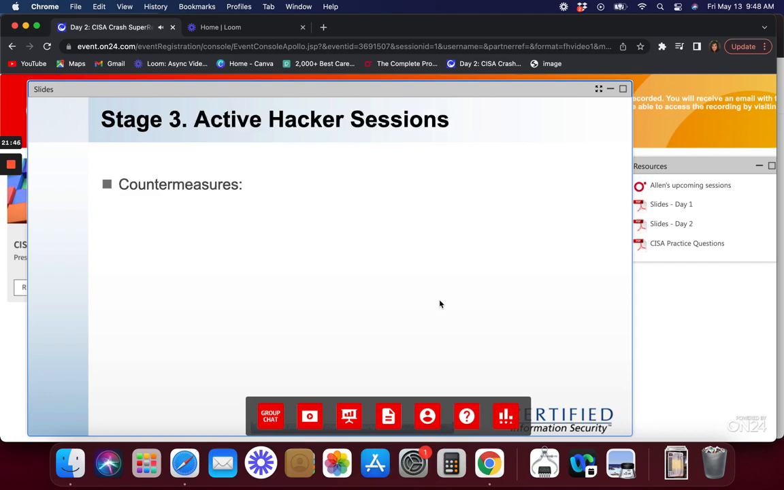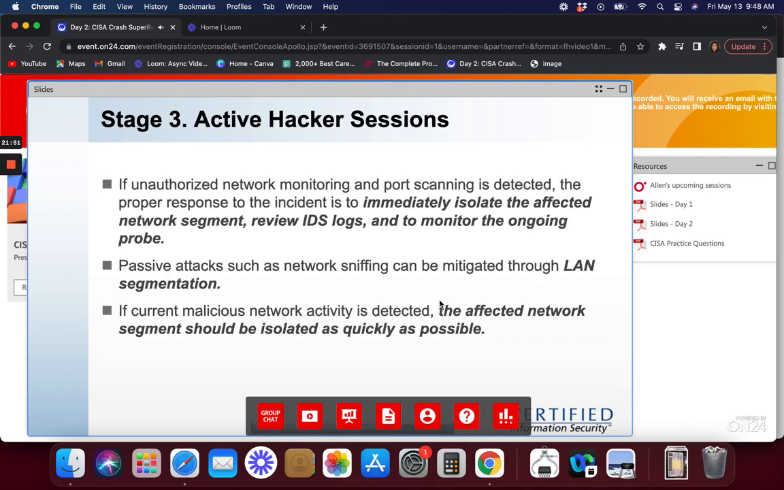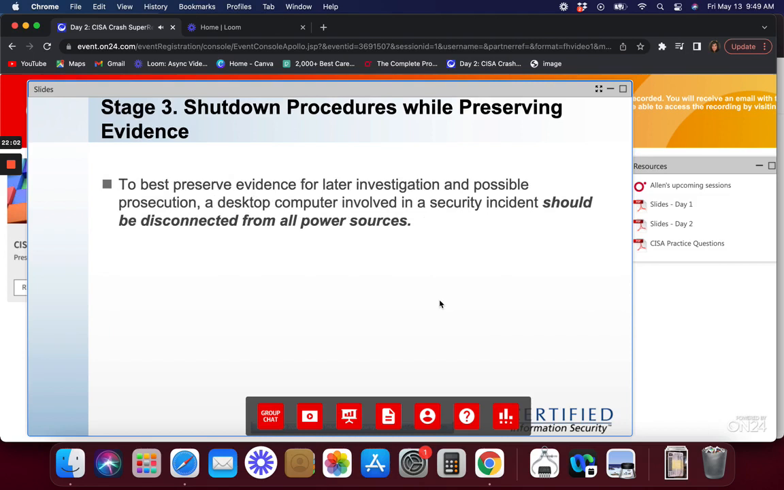So again, active hacker sessions, ISACA has ideas on what you should do for countermeasures. Mostly they want you to isolate the system from the other systems. And again, that's what you're seeing here with LAN segmentation and the like. Again, shutdown procedures when preserving evidence. ISACA feels the very first thing that you want to do with a potentially attacked system is to disconnect from all power sources, which, if you actually are in incident response, you know that you can lose a lot of valuable information, because a lot of the information was in RAM, and when you shut down the system, you lose the RAM potentially.